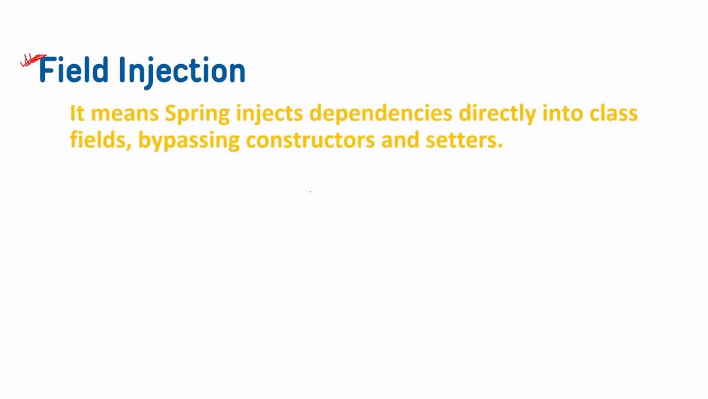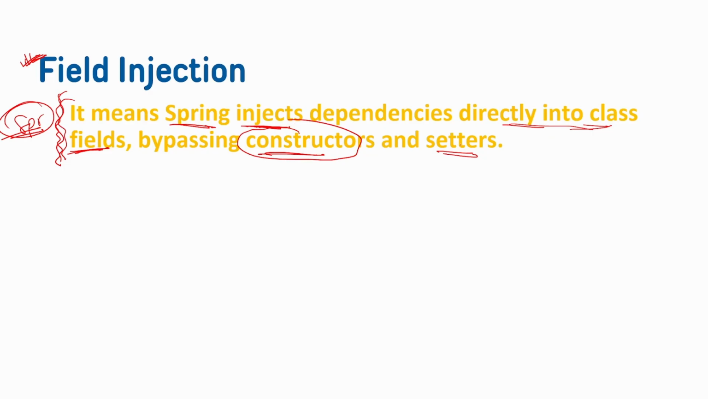Let's see about field injection. What is field injection? As the name signifies, Spring injects the dependencies directly into the class fields, bypassing the constructor and setters. Let's see it with the help of an example.